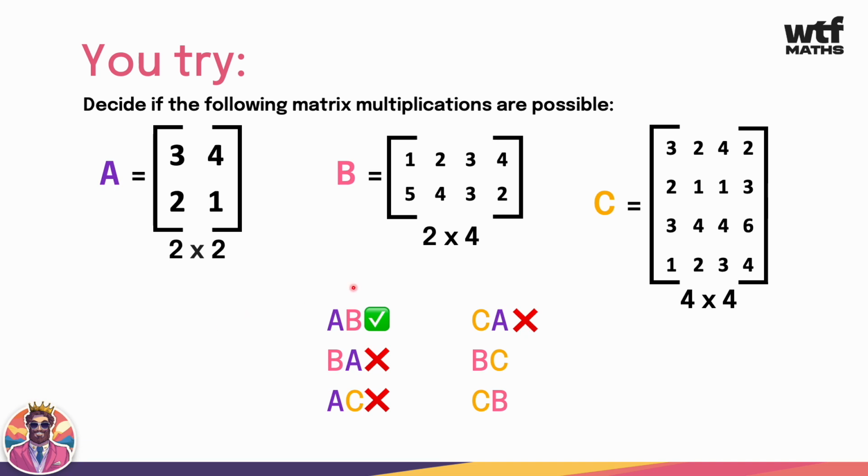Next one, B times C. Well, if B's going first, we've got a 4 here and a 4 here. That's going to work. And finally, if we flip it around, if we put C first, 4 by 4 times a 2 by 4, that 4 and that 2 do not match, so it's not going to be possible.